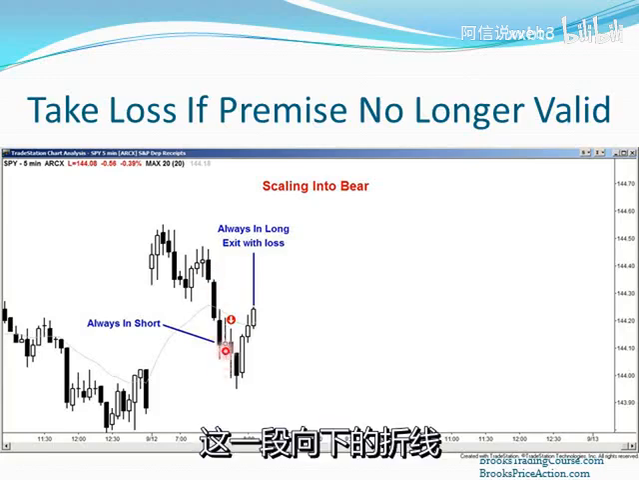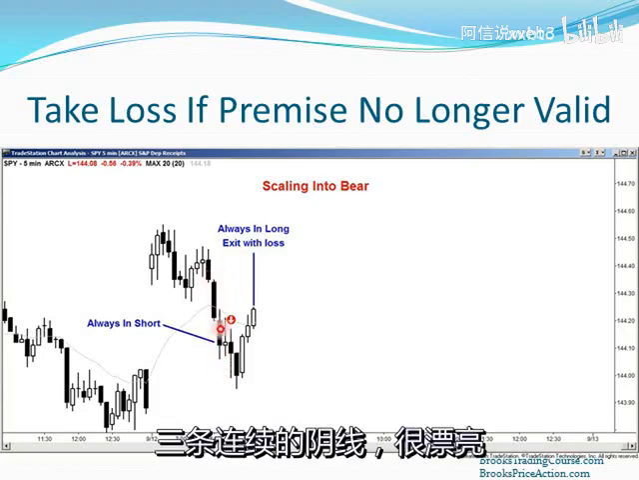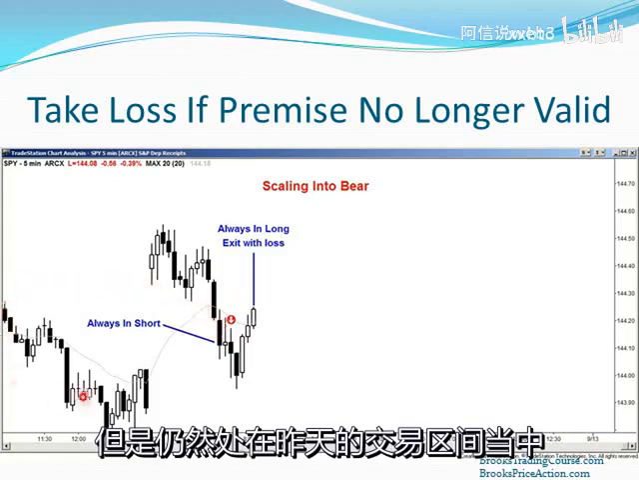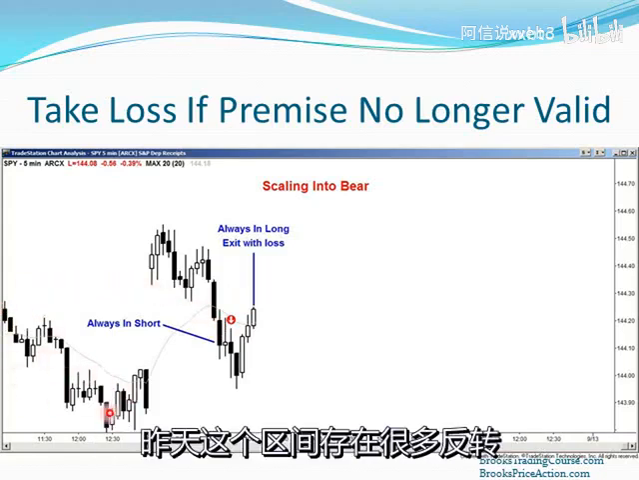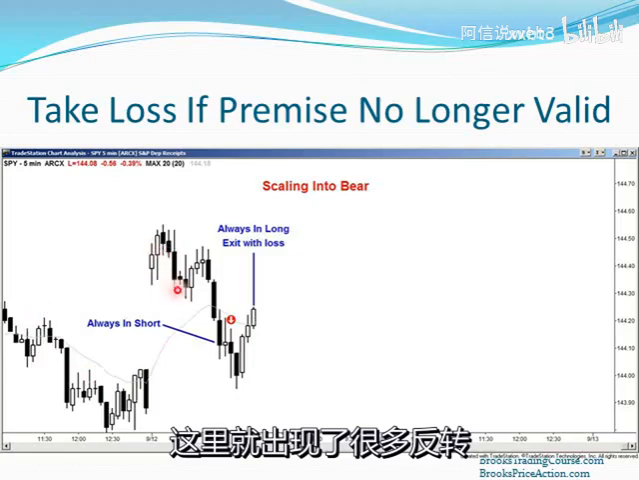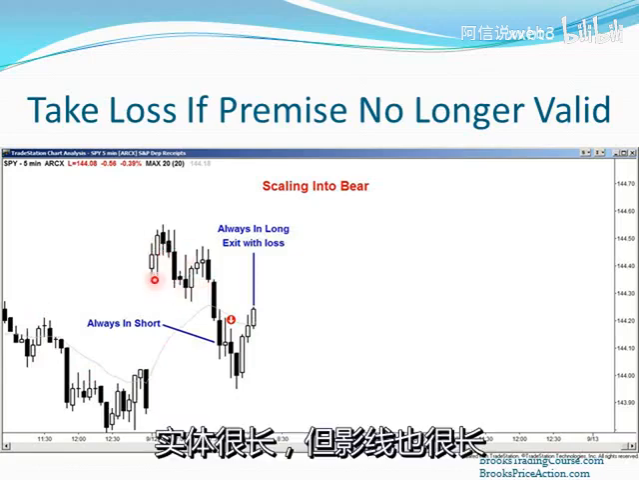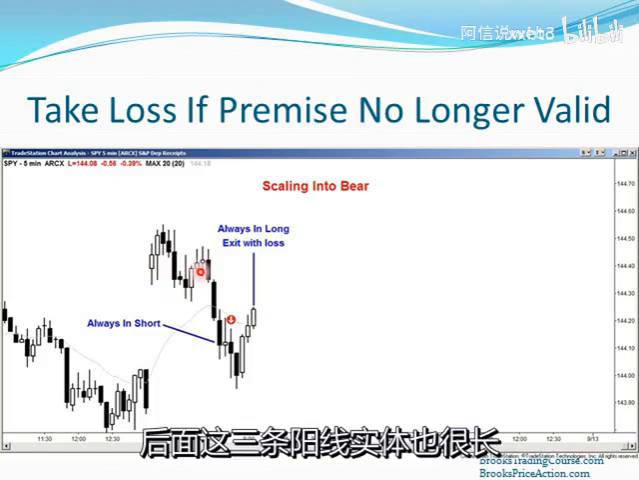This leg down, 3 consecutive bear bars is good. However, it's still within yesterday's range. Yesterday's range had a lot of reversals. We have many reversals going on here, and prominent tails and decent bull bodies. Certainly 3 good bull bodies here.